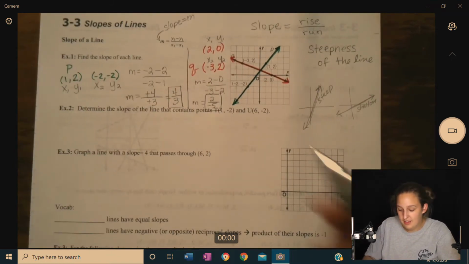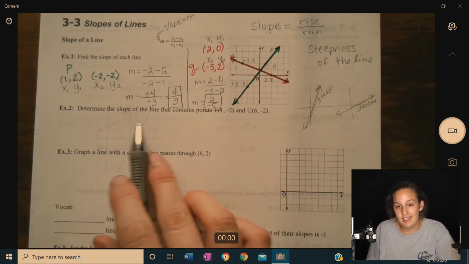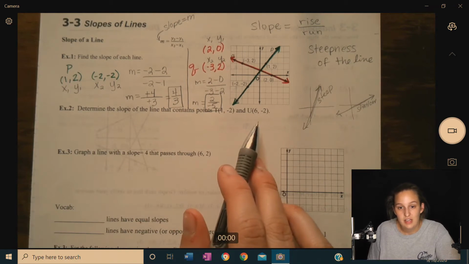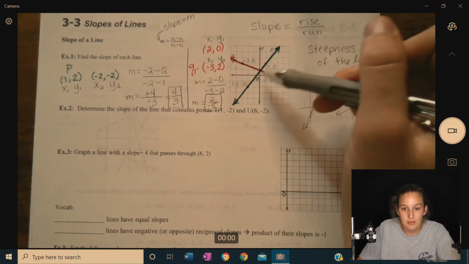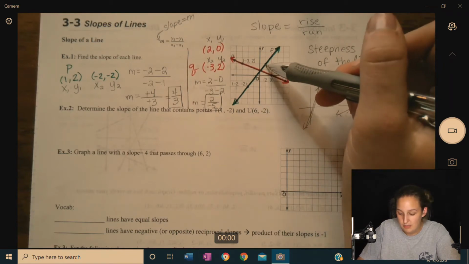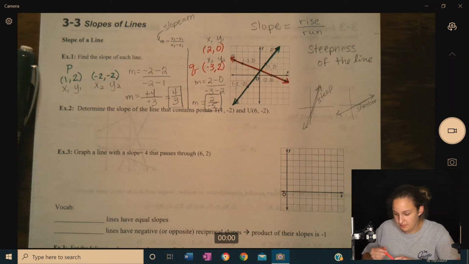All right, this is the exact same thing. So if I wanted you to determine the slope of a line that contains these 2 points, you're doing exactly what you did up here. This is a line that contains 2 points. So this is finding the slope of this. Oh, and if we want to, let's go through this real quick too.